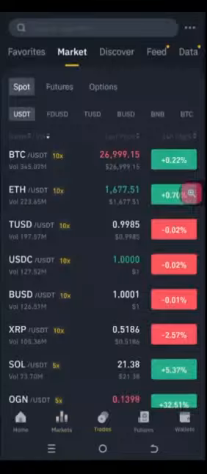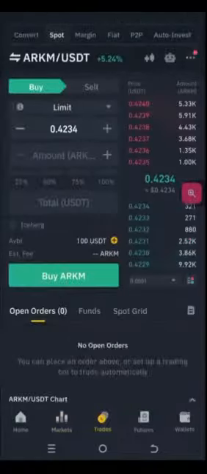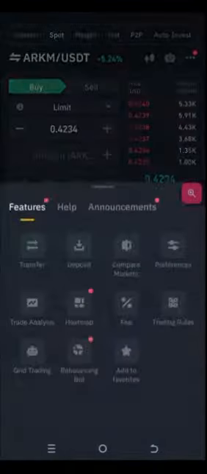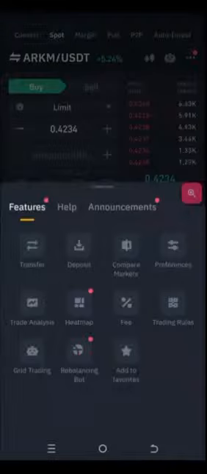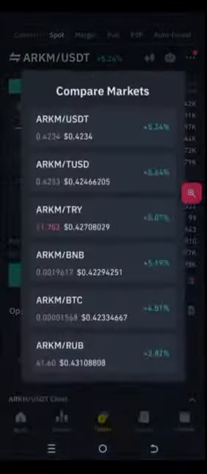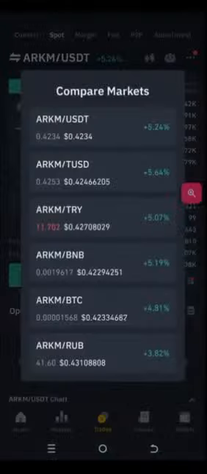So if I go to my spot trading section here and I click on the 3 dots, it will bring out a couple of things, and under it you will see compare market. Now, depending on the version that you have, it might be a little different. This is the updated version, right? So probably if you don't update your own app, you might not see it exactly like this, but definitely you will see compare market somewhere along the line.